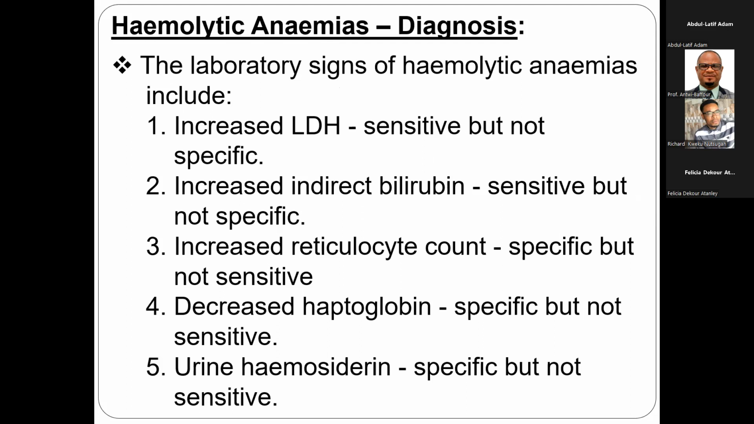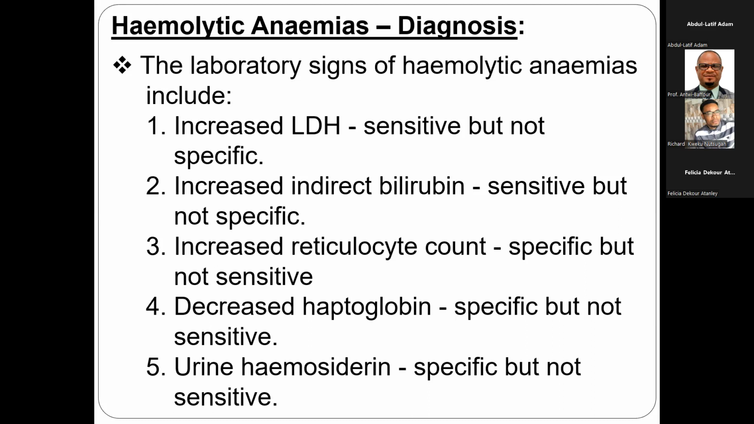Diagnosis. The signs of hemolytic anemia include increased LDH. It says that LDH is sensitive but not specific. So be looking at this. I'm going to ask you some questions there when we go through them and have some discussion.